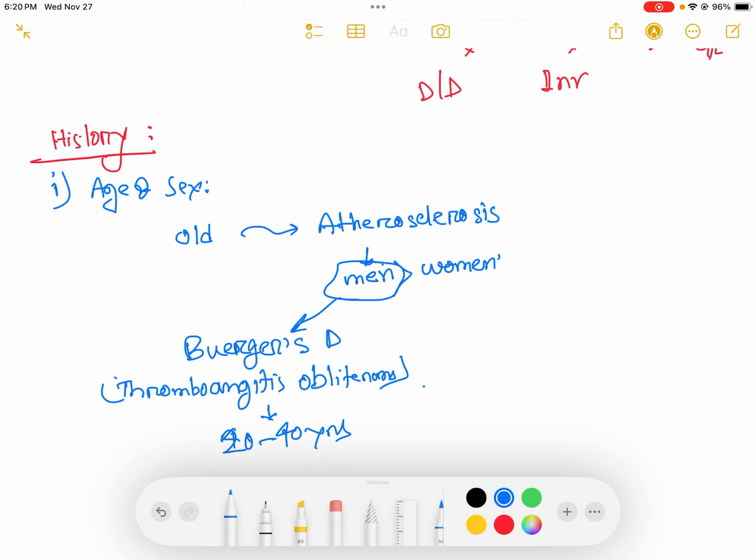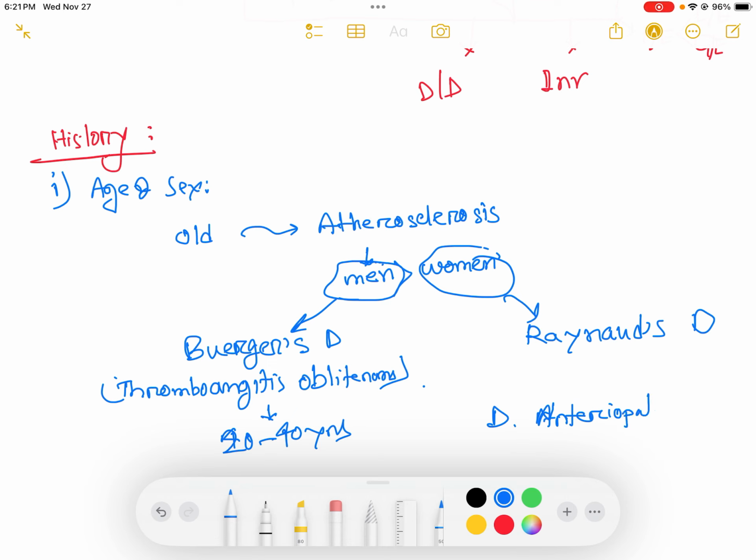Raynaud's disease is a disease of young women. Diabetic arteriopathy is commoner in middle age.